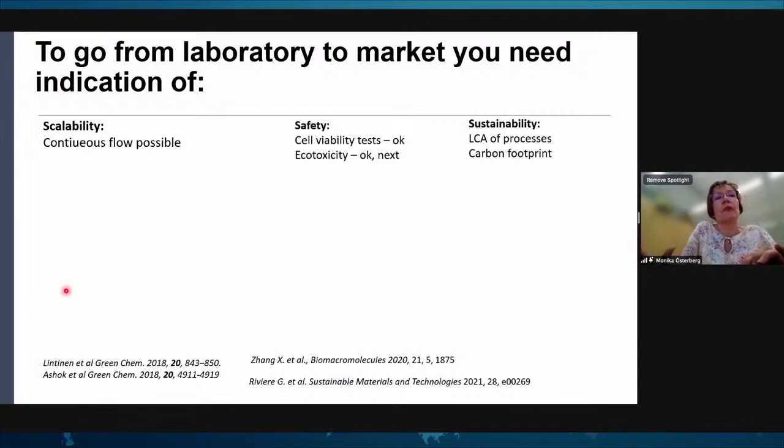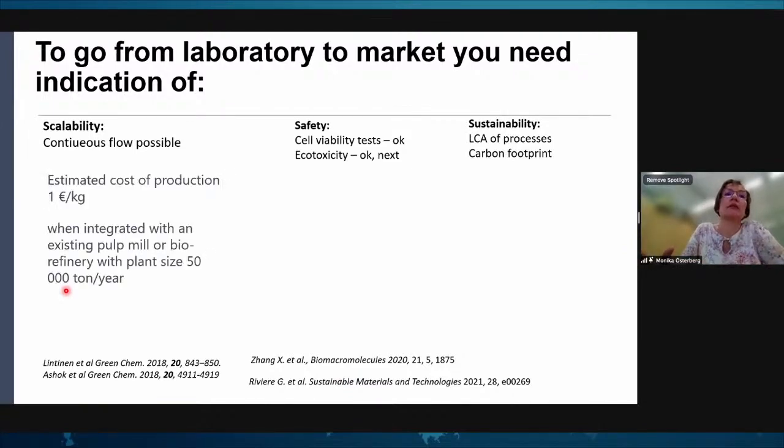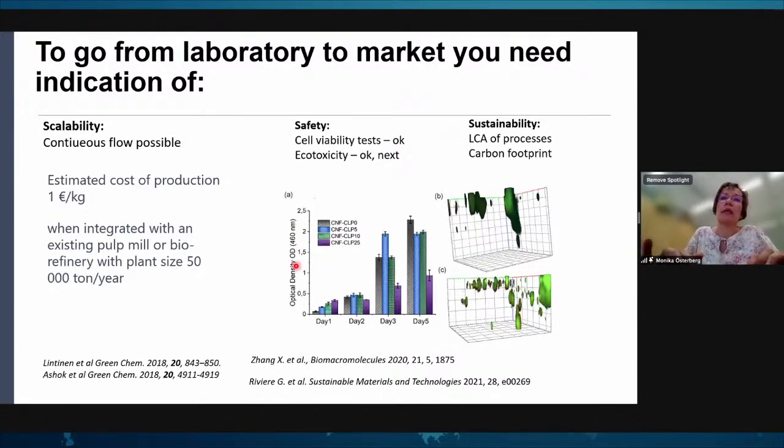About the scalability, just for making the particles, continuous flow is possible and the cost is quite reasonable. We are also calculating now on the scalability of making the coatings, for example, and those look quite promising also. And then about the safety, if we look at the cell viability test, I already said that in this cellulose nanofibril and lignin hydrogel, there was no cell toxicity found.